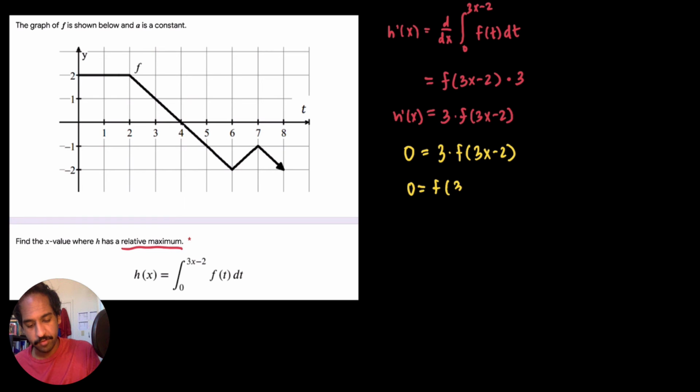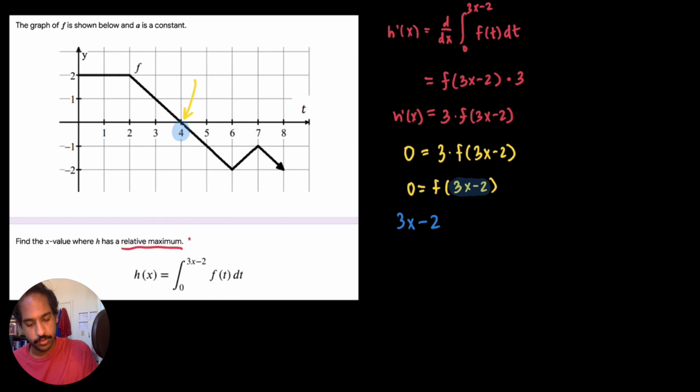So then we get f of 3x minus 2. When is f equal to 0 is the big question, and I can see that is happening right here at x equals 4. But that's when f equals 0. So our x doesn't equal 4. We're saying that this whole thing on the inside, I'll use blue now, should equal that 4.